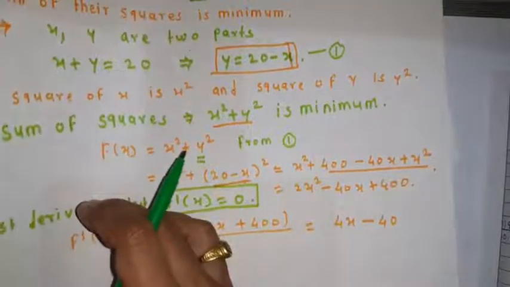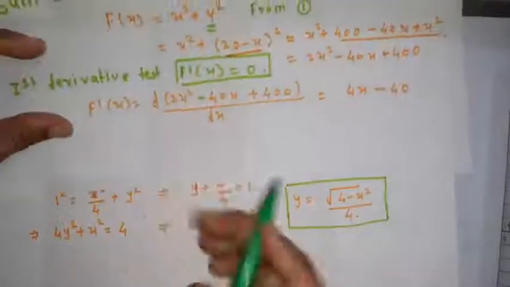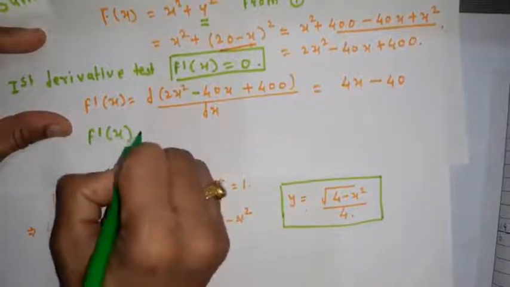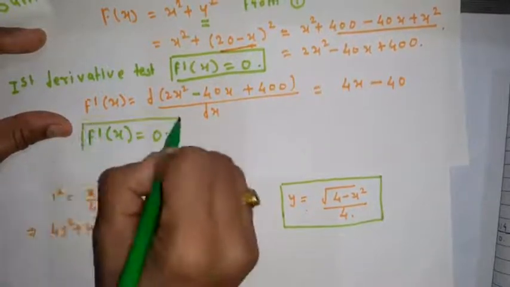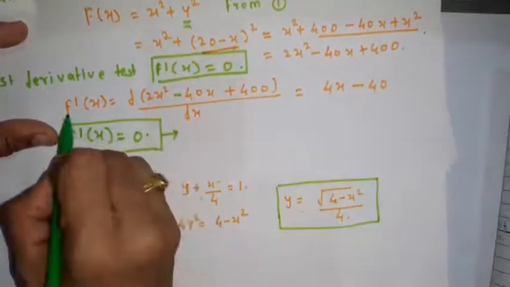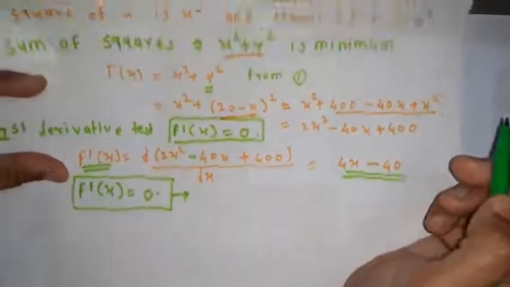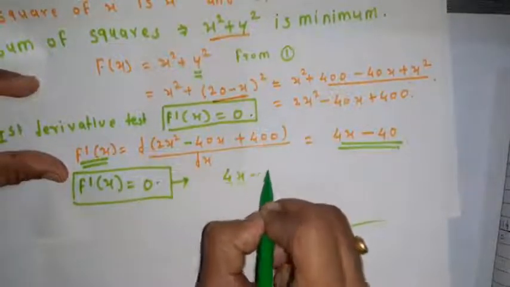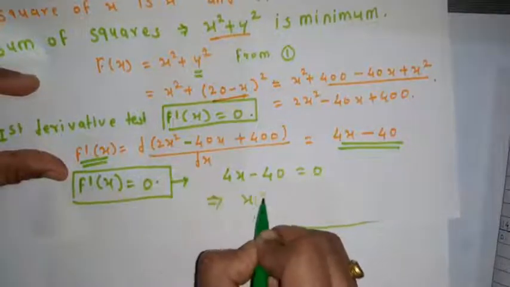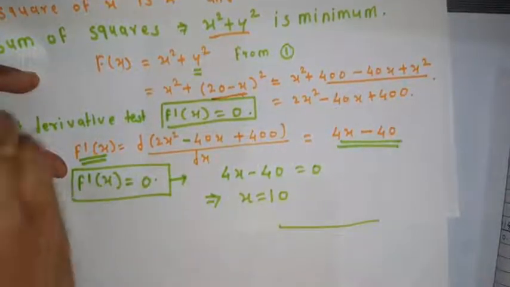Apply the first derivative test, we will get f dash of x equal to 0. From this, what is your f dash of x? f dash of x equal to 4x minus 40, and this 4x minus 40 equal to 0. This implies x equal to 10, that is 40 by 4. The value of x is 10.